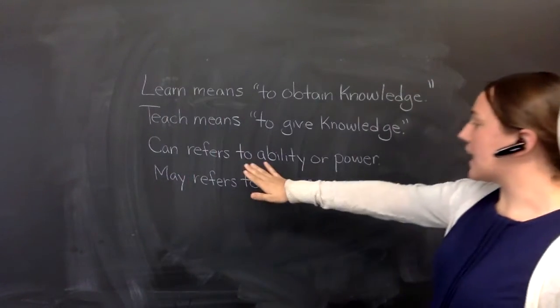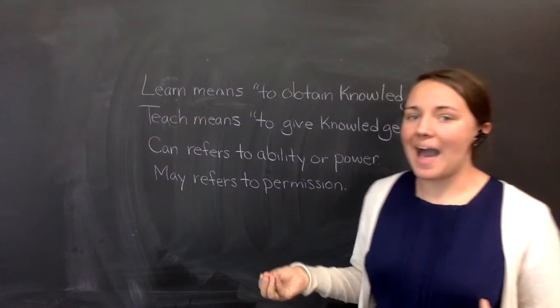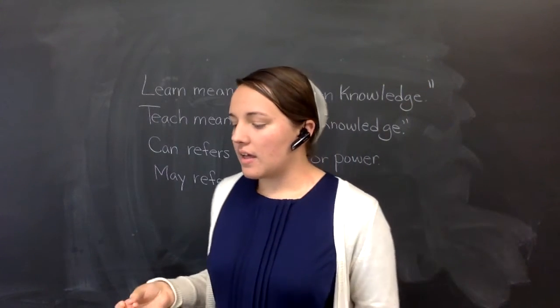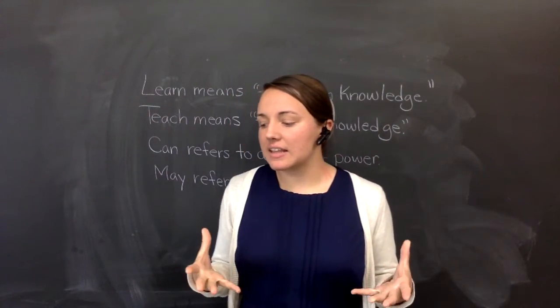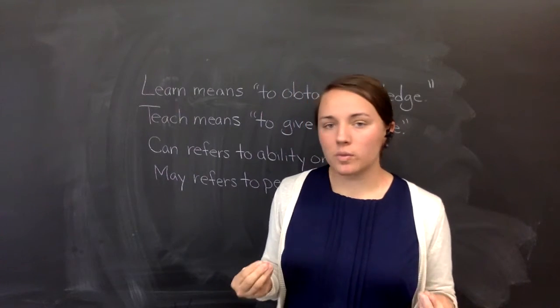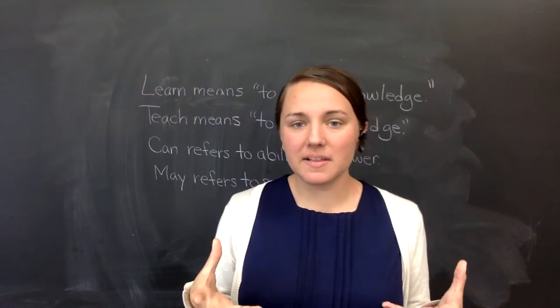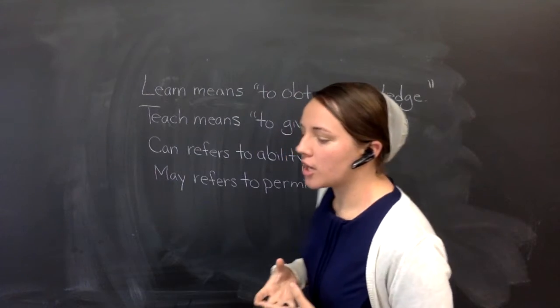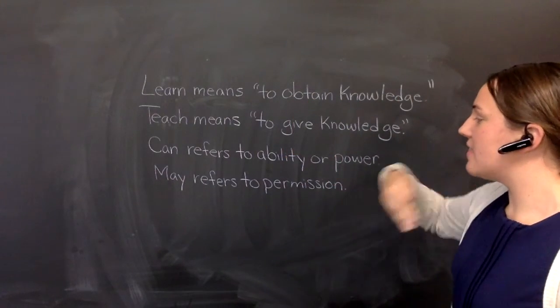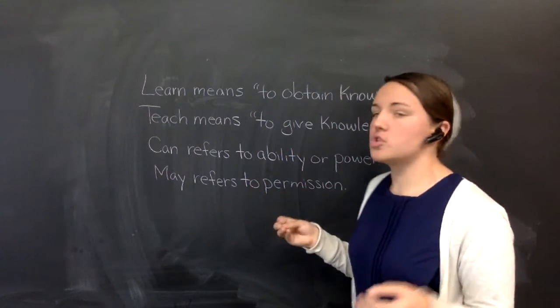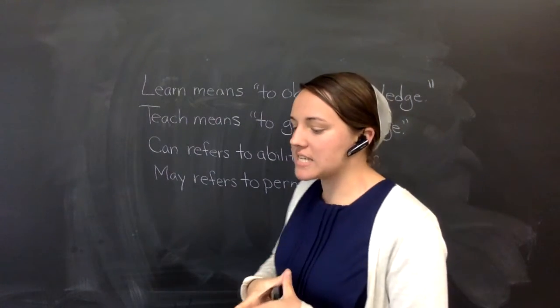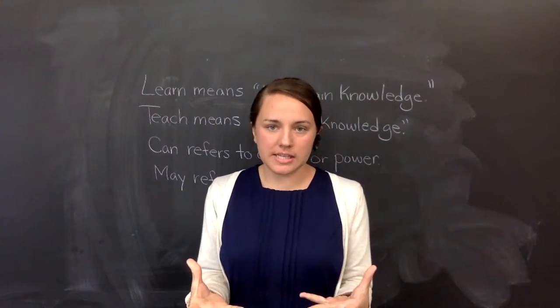The next word, can, refers to ability or power. An example sentence would be, he can lift a cement block with one hand. So he has the ability to do that. Our next word is may, and may refers to permission. An example sentence would be, you may return to your seats.